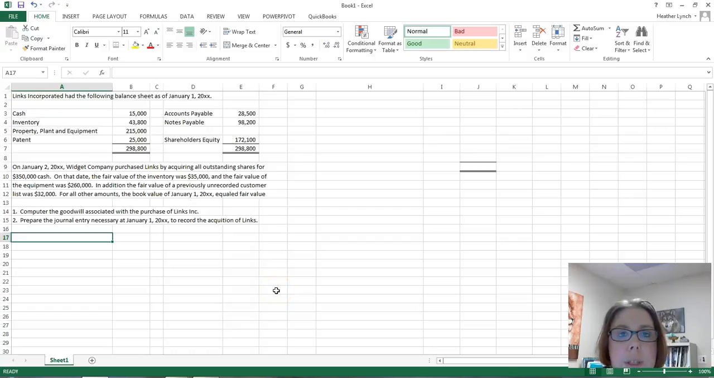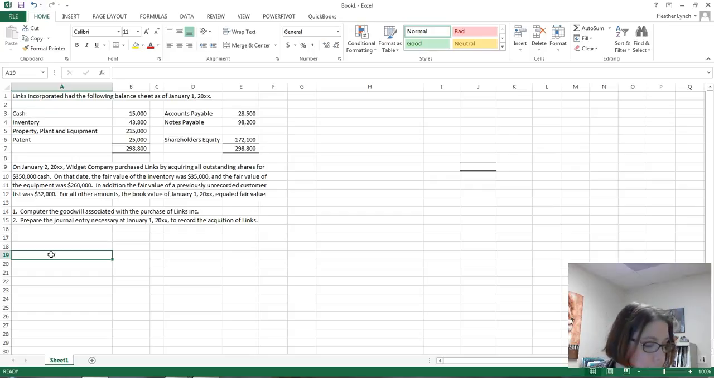Hi everybody, so this discussion is on Goodwill. Goodwill means you are purchasing a company for more than it's actually worth. We're going to go through the process that we need to do with that.